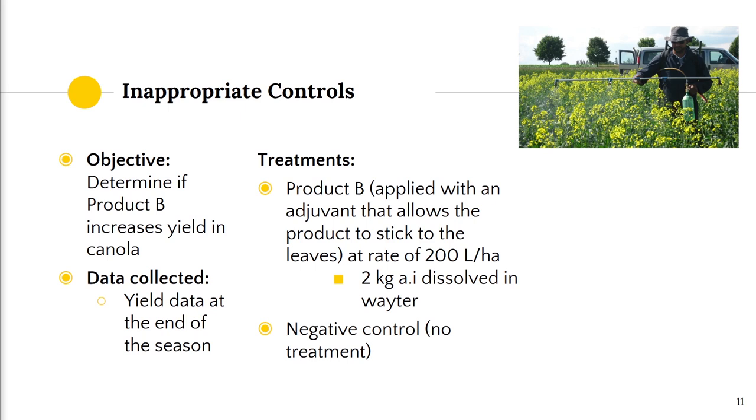So the solution here would be to not just have one control, but you would probably want to have another control, or another two controls rather. One control where you didn't add any adjuvant or product B, but added water at a rate of 200 liters per hectare. And another control where you just added the adjuvant itself without product B. So we're going to talk a little bit about this example later in the lecture. But here we have an example where you can see things get complicated.